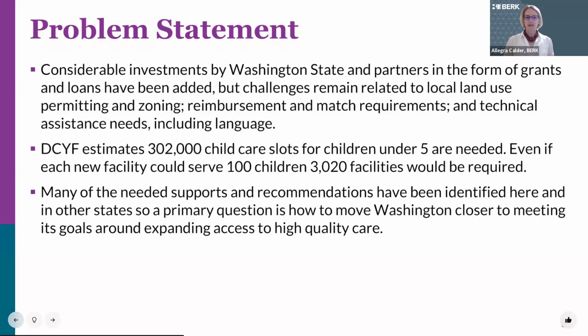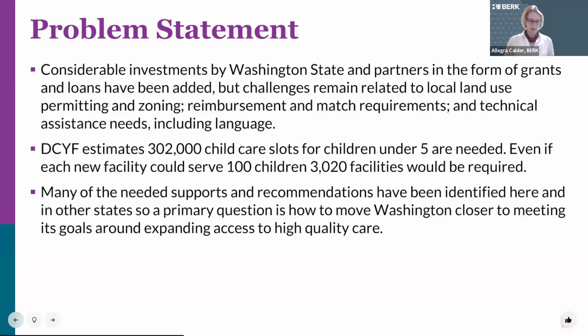And some of these identified challenges do relate to local land use permitting and zoning, which is set at the local level and therefore not always consistent. Reimbursement and match requirements have been raised in the past. And development is a complex process, particularly when public funds are involved, and if it's not part of your regular workflow. So there is a lot of technical assistance that's required, and we're learning all the time about how to make that technical assistance easier to understand, more culturally appropriate, and available in language.